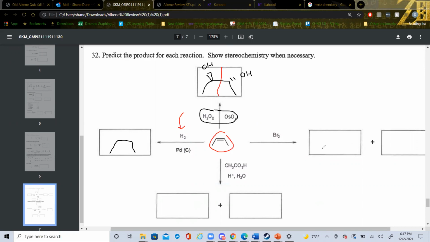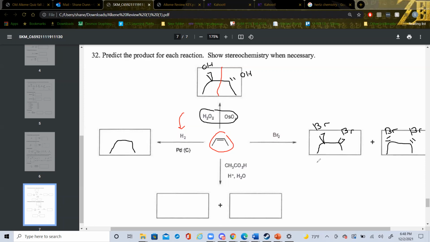What's going to occur over here is, oops, I want it to be black. Right around here, we're going to have a racemic mixture. So we're going to have bromine, bromine.